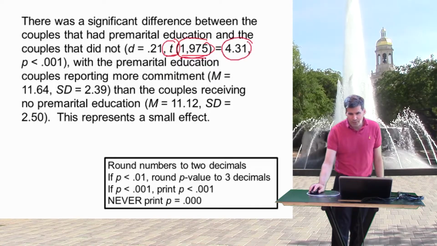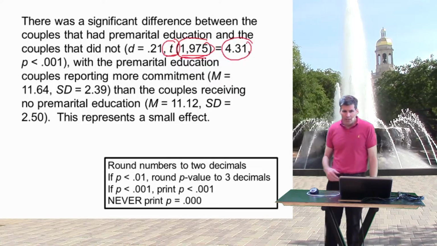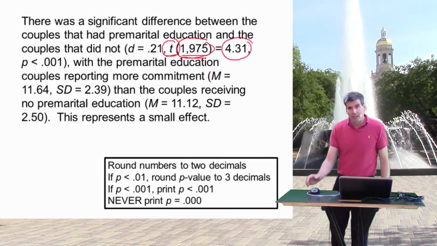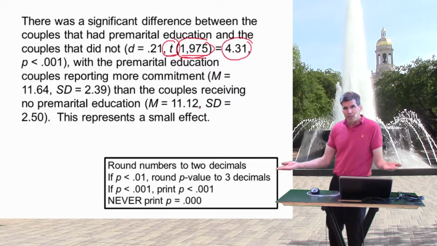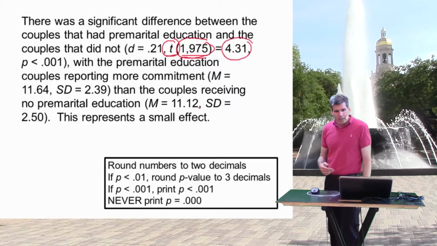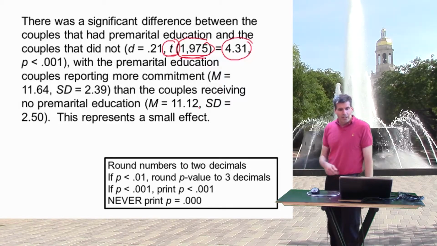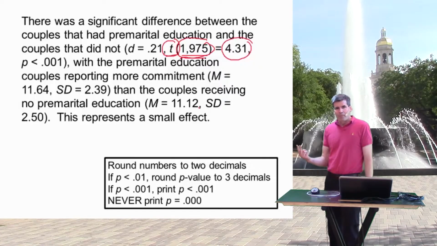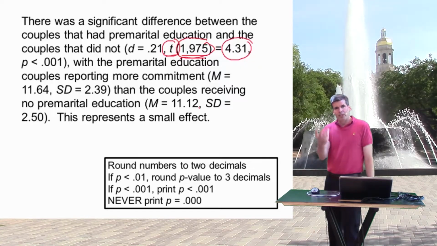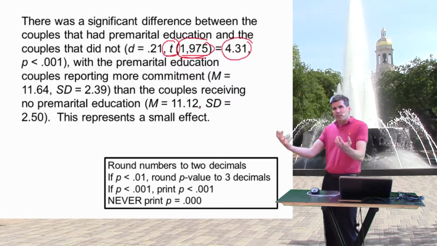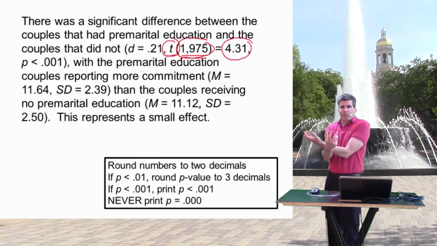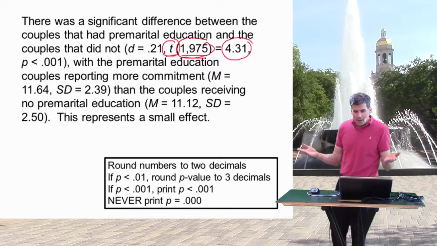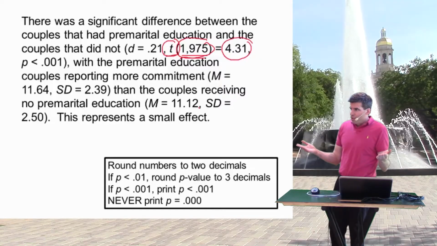Our t-value was 4.31. Note that I've dropped the negative signs for both the D and the T here. It's fine. If you want to put the negative signs in, it's fine to do that. If you want to leave them out, you can do that. Both the D and the T are two situations where the negative signs are simply arbitrary. It's just a matter of which mean did you put first, which one did you put second, and if we reverse the order, we would reverse the sign on both the D and the T.